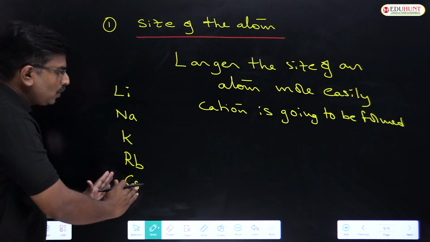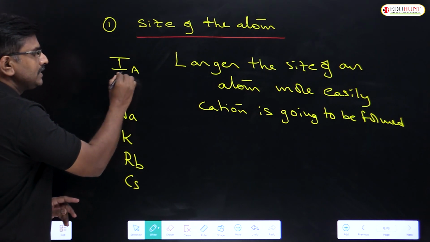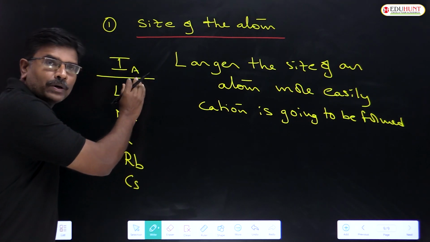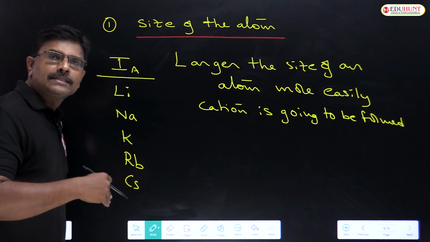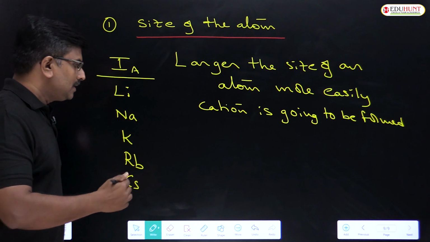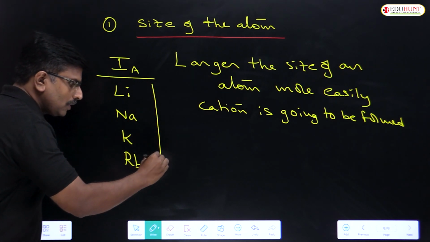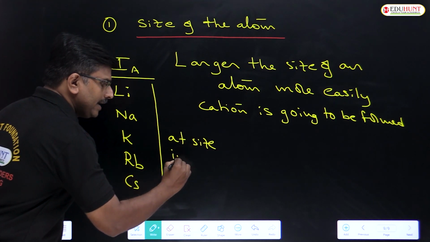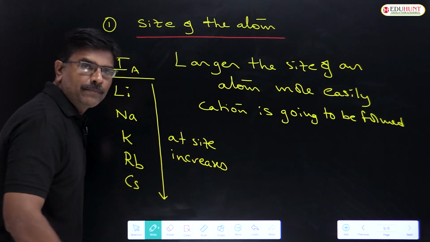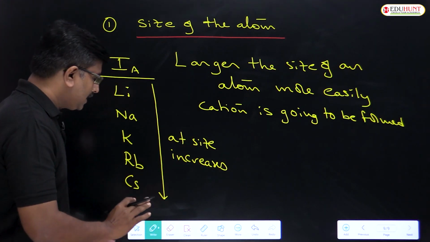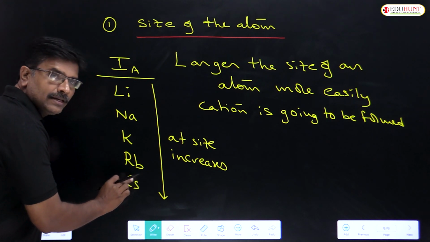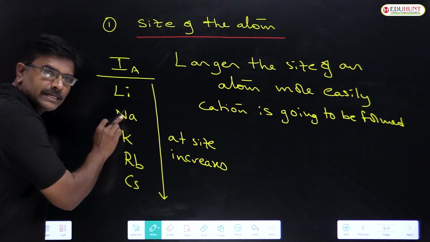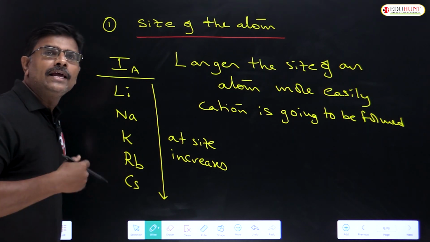In this particular group, the 1A group of elements, you know this point that as we move from top to the bottom of a group, the size of an atom is going to be increased. So as we move from top to the bottom, what happens? The atomic size increases. That means the size of the cesium is larger than rubidium. Rubidium size is larger than potassium. Potassium size is larger than sodium, and sodium size is larger than lithium.